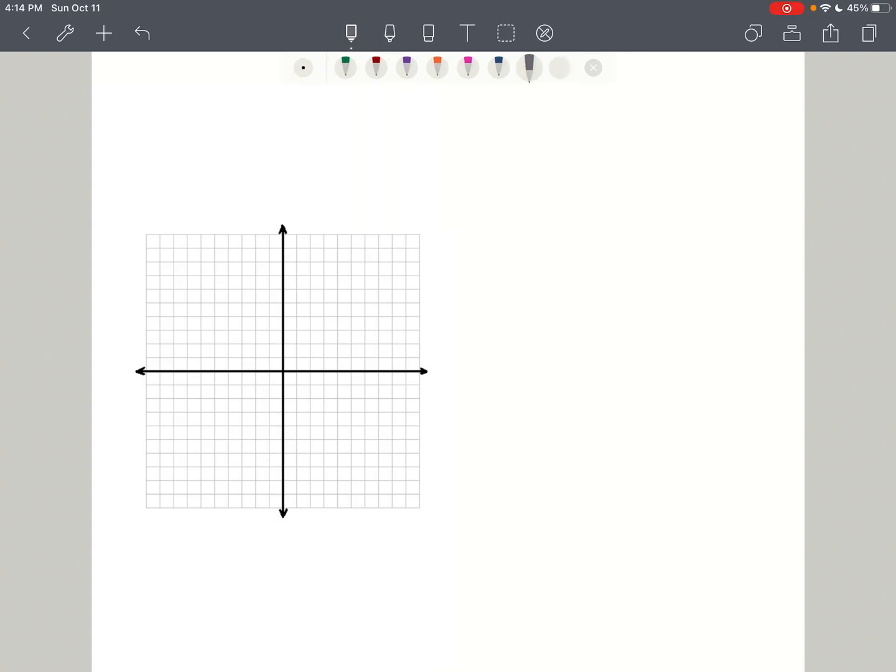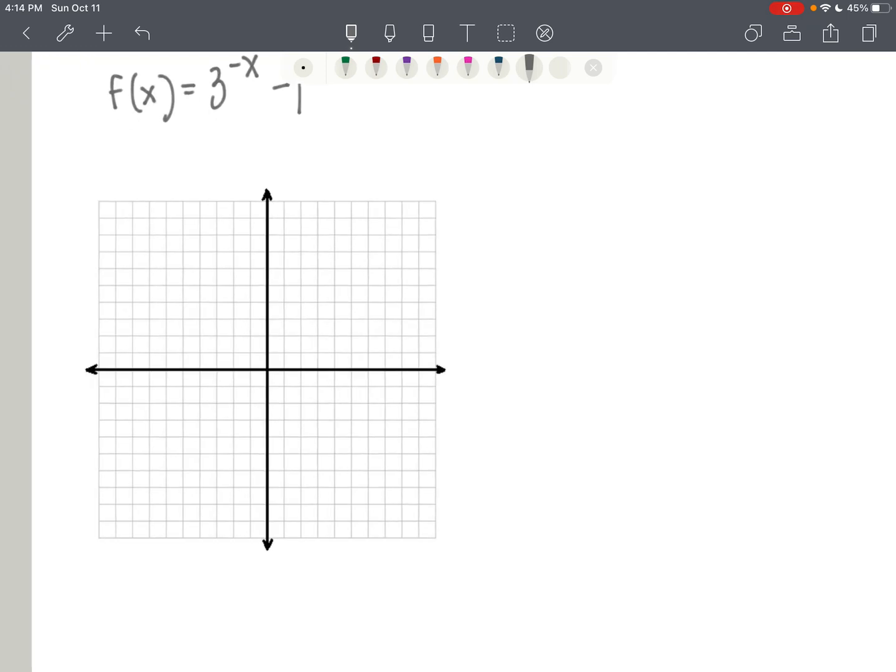I stopped the last video short just a split second too soon. Let's talk about f of x equals 3 to the negative x minus 1.